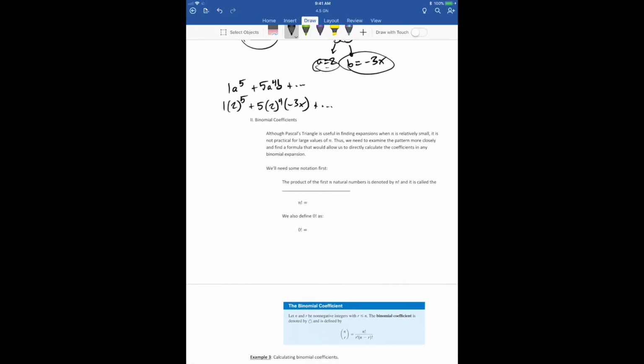We need some notation first. So I think most of us have seen this before, but the product of the first n natural numbers is denoted by n exclamation point, and it is called the factorial. I really like factorials, so I'm glad we get to talk about it. But again, n factorial here is 1 times 2 times 3 times all the way to times n. And then we define 0 factorial as 1. Okay, so hopefully we've seen that. That shouldn't be new for many of us.